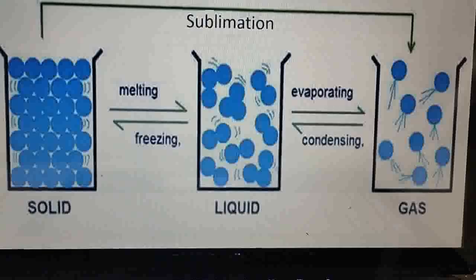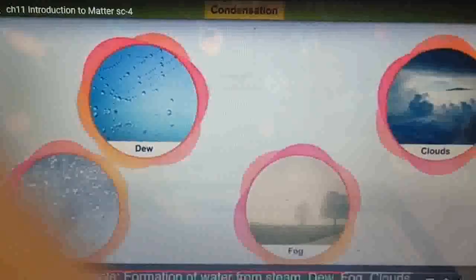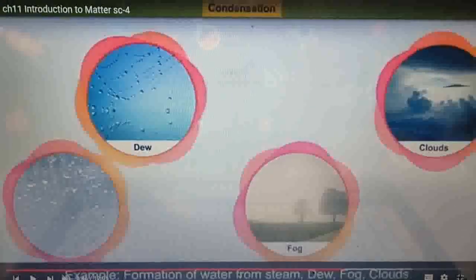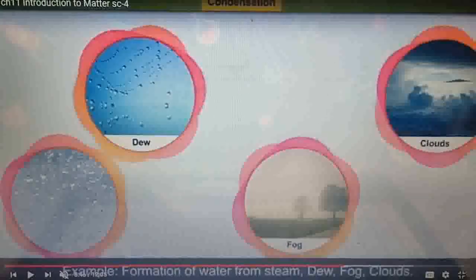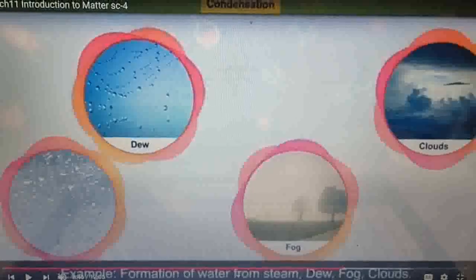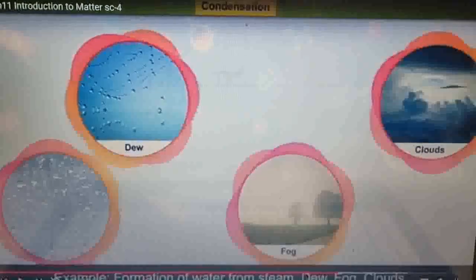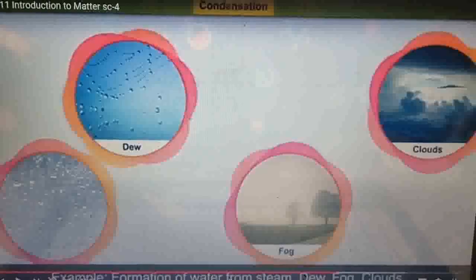Hope the topic is clear to you. Children, now it is time for an activity. So, what is our activity? What is the aim of the activity? To understand the process of condensation. Before that, I also want to tell you that condensation also occurs in nature. For example, formation of water from steam, from dew, fog. We have seen in winter days. Yes. Formation of clouds also takes place due to condensation.